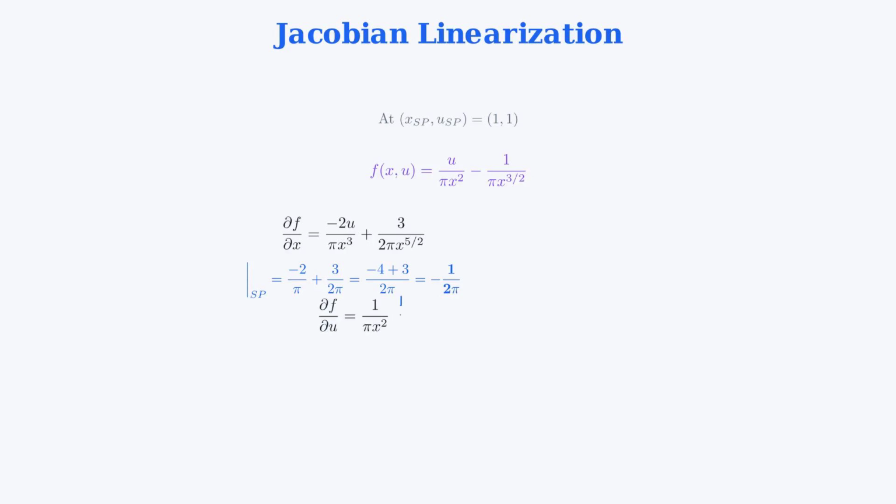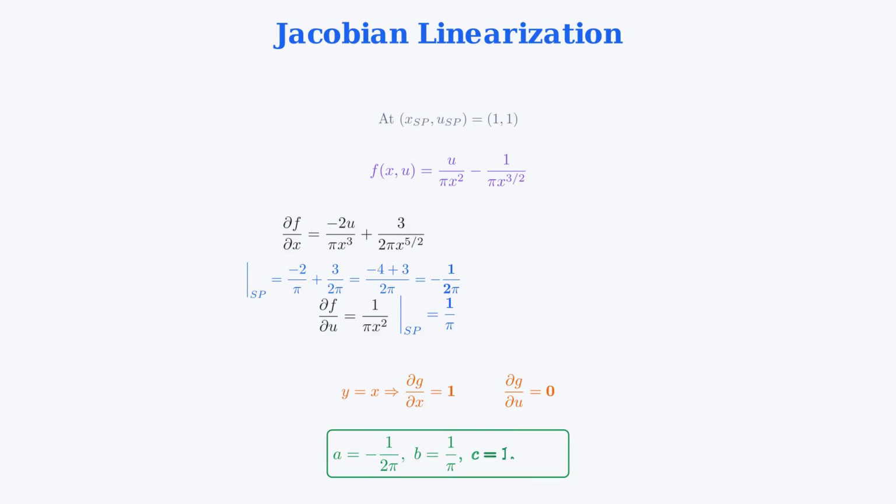At x equals 1, u equals 1. Negative 2/pi plus 3/2pi. Finding a common denominator, negative 4/2pi plus 3/2pi equals negative 1/2pi. The partial derivative of f with respect to u equals 1 divided by pi x squared. At the set point, 1/pi. For the output y equals x, partial g partial x equals 1 and partial g partial u equals 0.